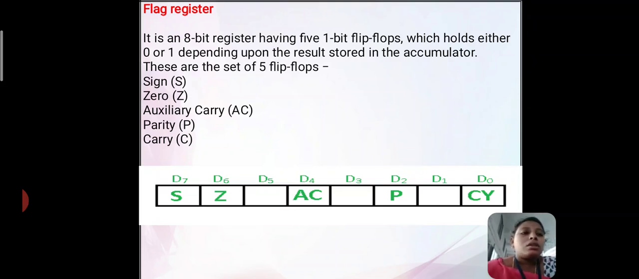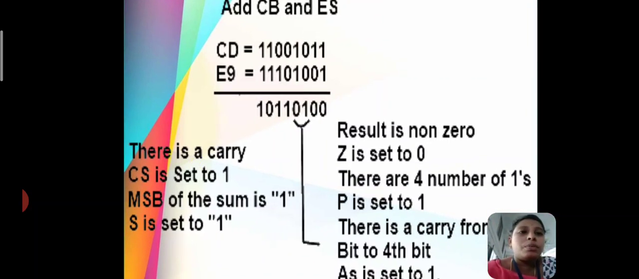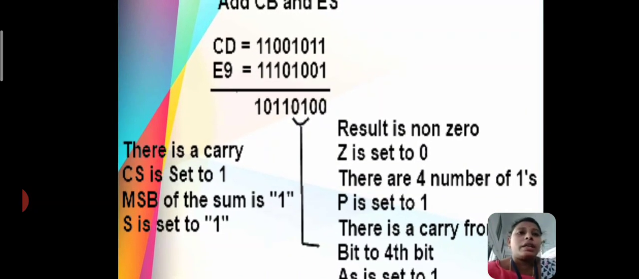So now see the operation. For example, if we add the two numbers CB and E9. Here C in binary form is 1100 and B means 1011. Next E9: E is 1110 and 9 is 1001. If we perform the addition operation, the result will be 10110100. Now see each flag, which flag is set and which flag is reset.